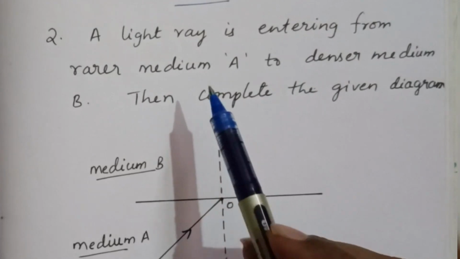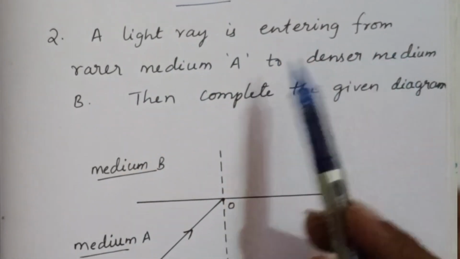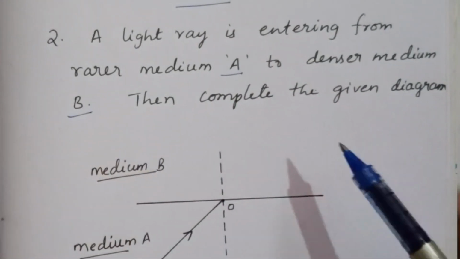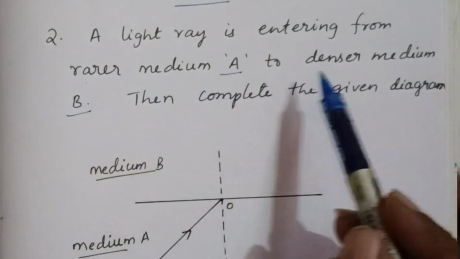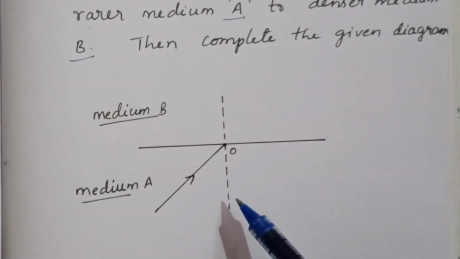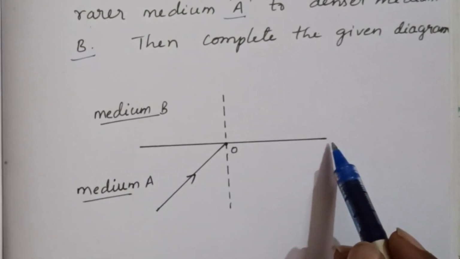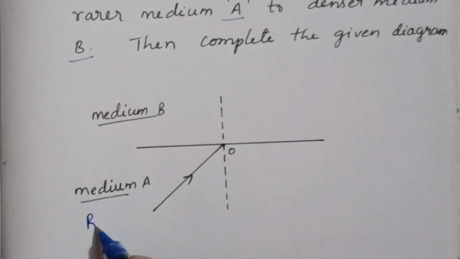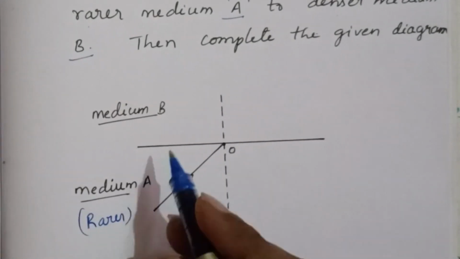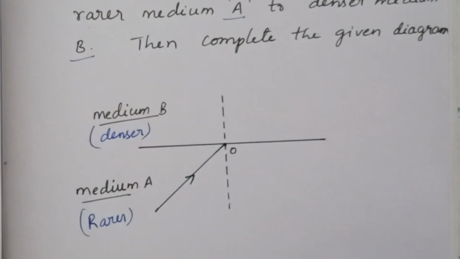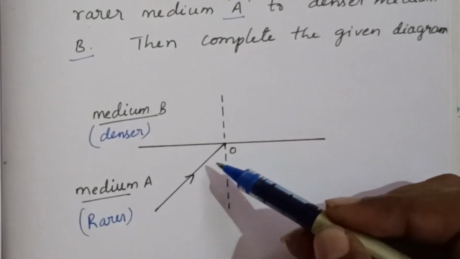Next question. A light ray is entering from rarer medium A to denser medium B. Light ray traveling from rarer medium to denser medium. Then complete the given diagram. Now they gave a diagram like this. This is the interface. This is medium A. Medium A, what? Rarer medium. Medium B, denser medium. Medium A to medium B. Now complete the diagram. Now light ray traveling like this.